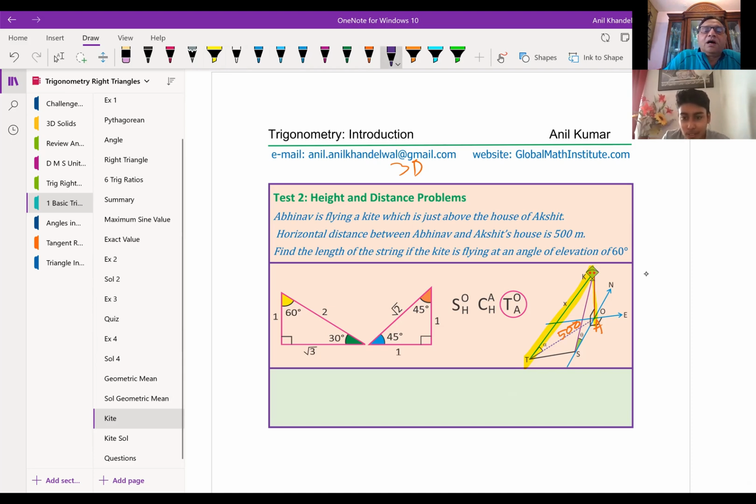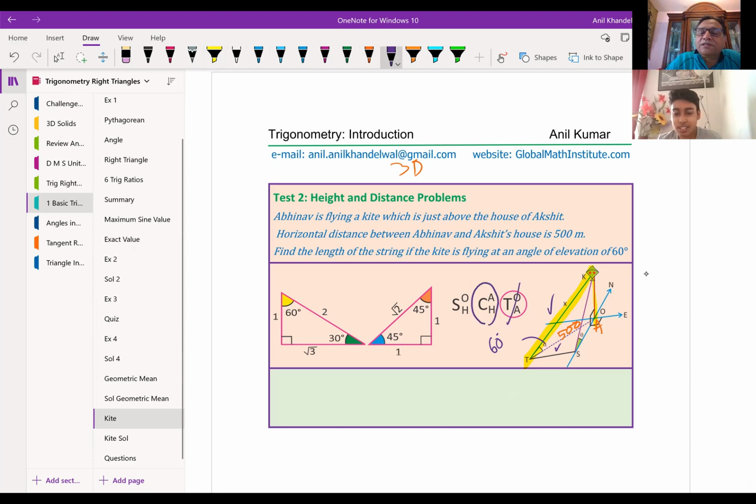This says Abhinav is flying a kite which is just over the house of Akshat. Horizontal distance is 500 meters. Find the length of the string when the angle is 60 degrees. So we are given this angle here as 60 degrees, right? We are interested in these two sides on a right angle triangle. So which ratio will you use from SOHCAHTOA? Cosine, sir. You are right. So this is wrong.